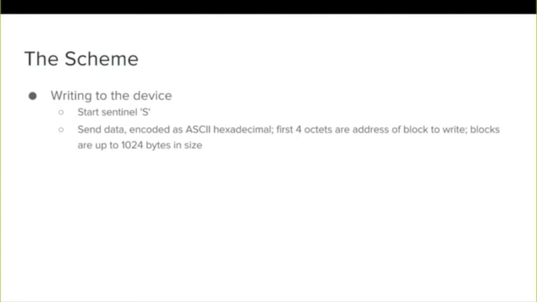4 bytes, how many characters do we need to send 4 bytes? 8, yeah, right? Okay, so we're sending 8 characters for 4 octets, and that's gonna be the address where we're gonna put this block. And then we're gonna send how many characters for 1,024 bytes? 2048, right? So twice as many characters as you have bytes. We're sending 1 kilobyte, so we're sending 2 kilobytes of characters. All right? Okay, so we've sent our data, all right?